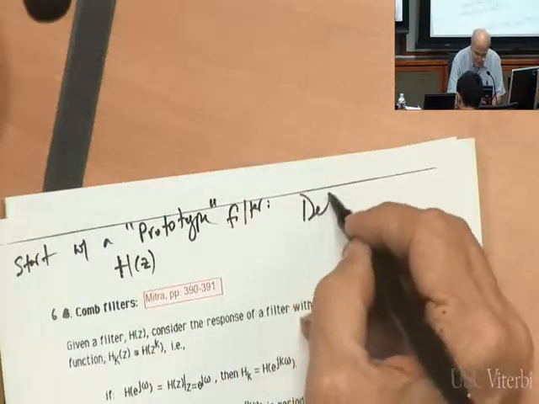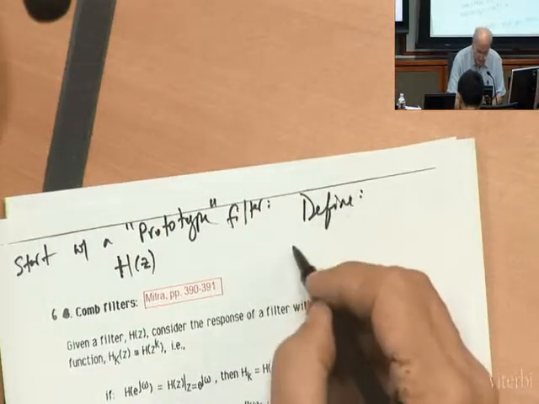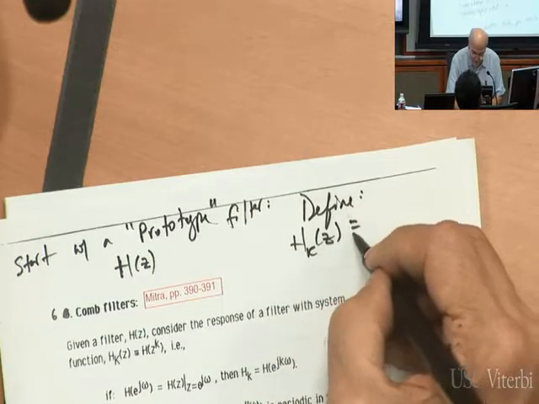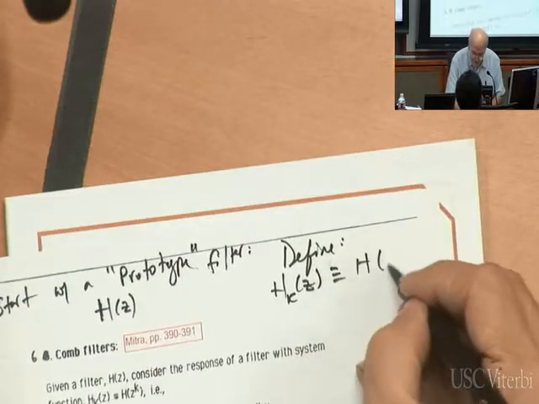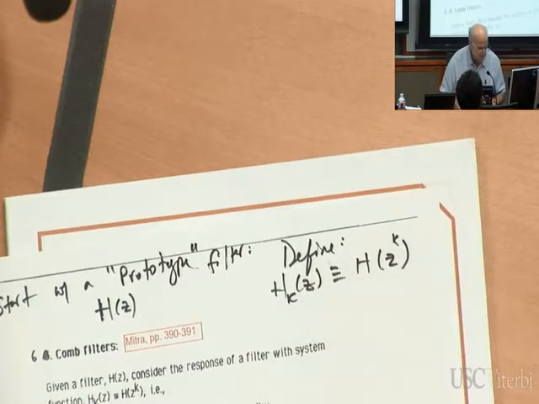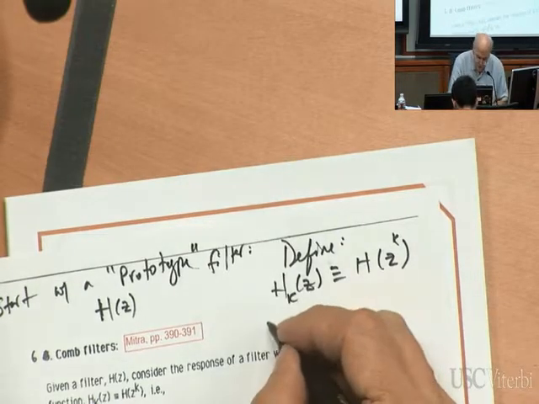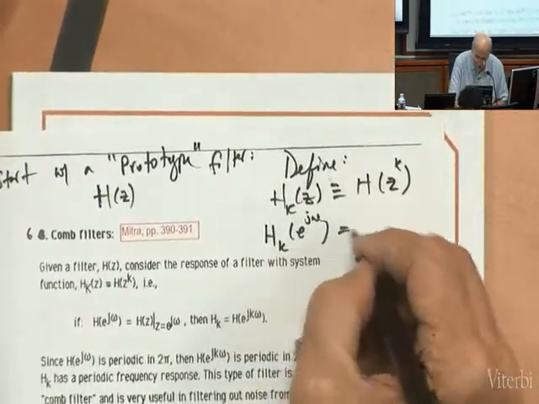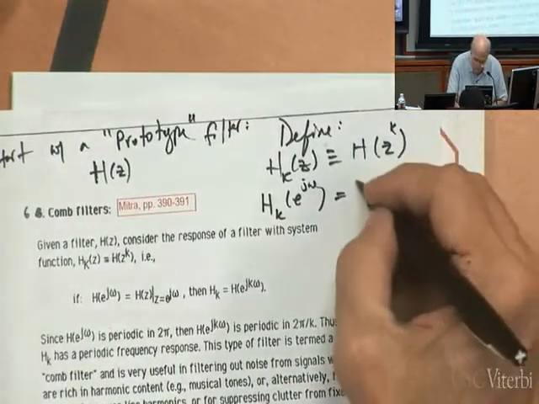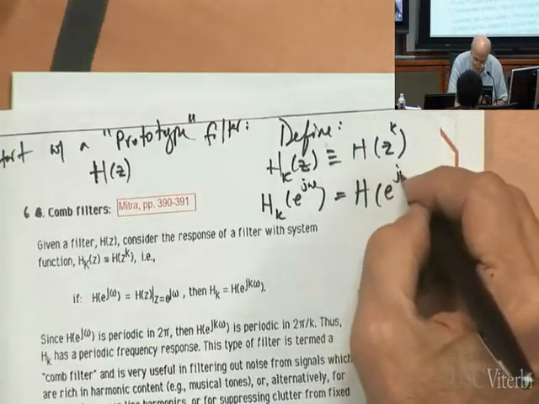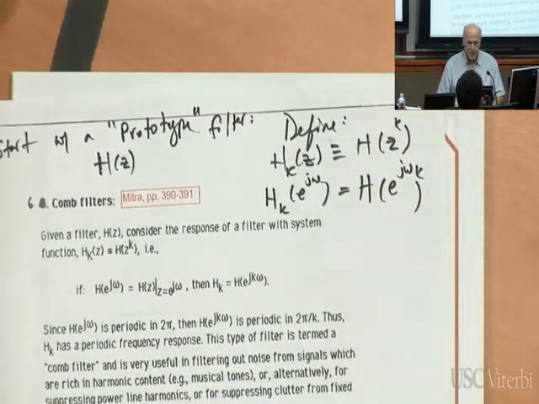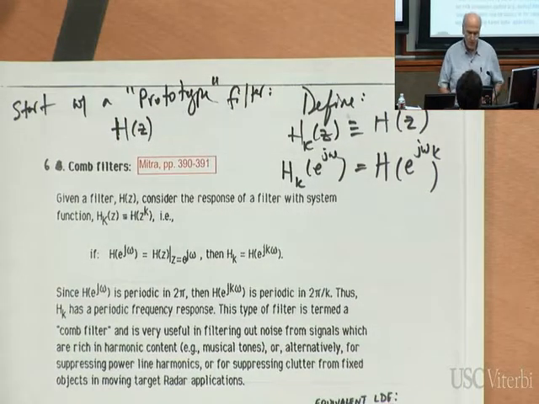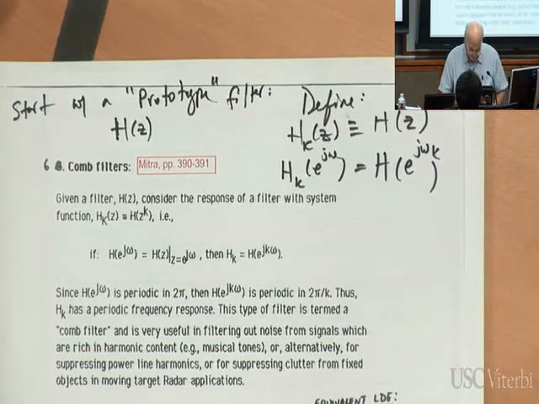Then you define H sub k of Z. You define that to be H of Z. So you define it in terms of this prototype filter, okay? Or in the frequency domain, H sub k of its frequency response can be related to the frequency response of the prototype like this, e to the j omega k. I'll explain this a little bit more in just a moment. So that is what a prototype filter is.